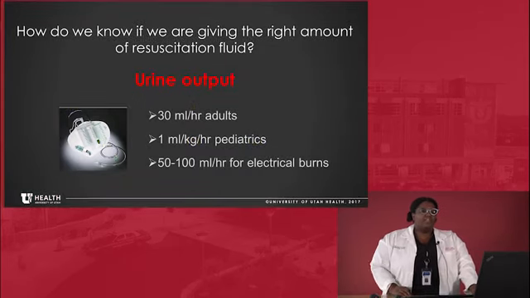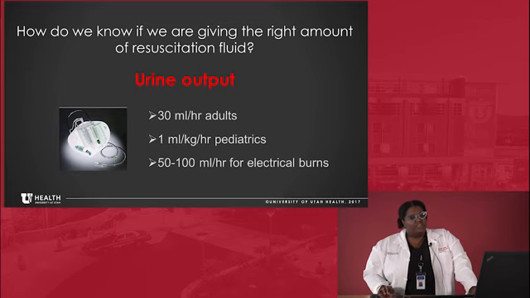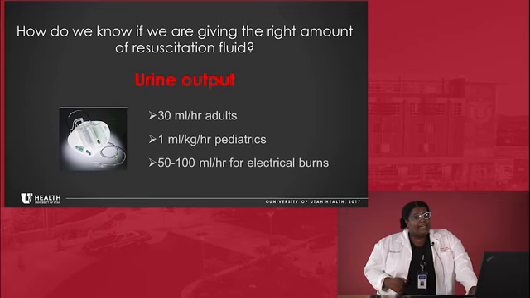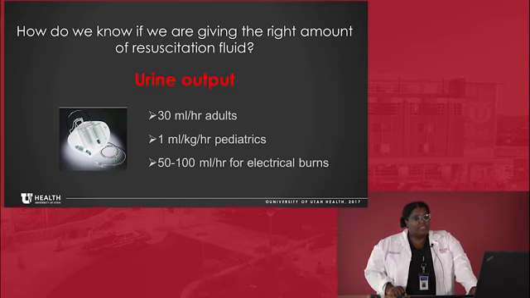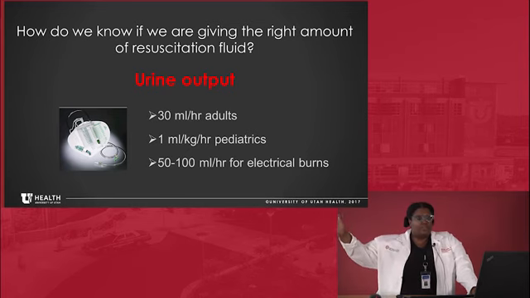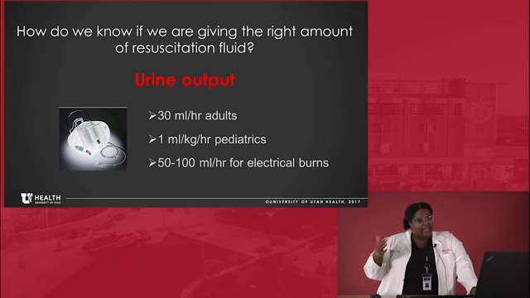So how do we know if we're giving the right amount of resuscitation fluid? Well, it's your urine output. That's really the best thing we have right now. They've tried all sorts of other things and tools and fancy gadgets, and we keep coming back to urine output. This is kind of the best way to assess. So for adults, we're really just looking for adequate. We're not looking for perfect. We're not looking for super normal. We're looking for adequate urine output.